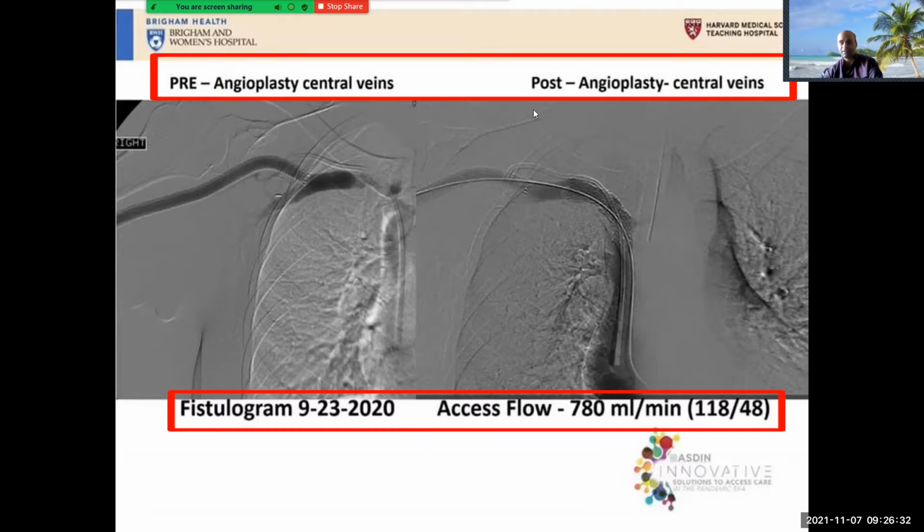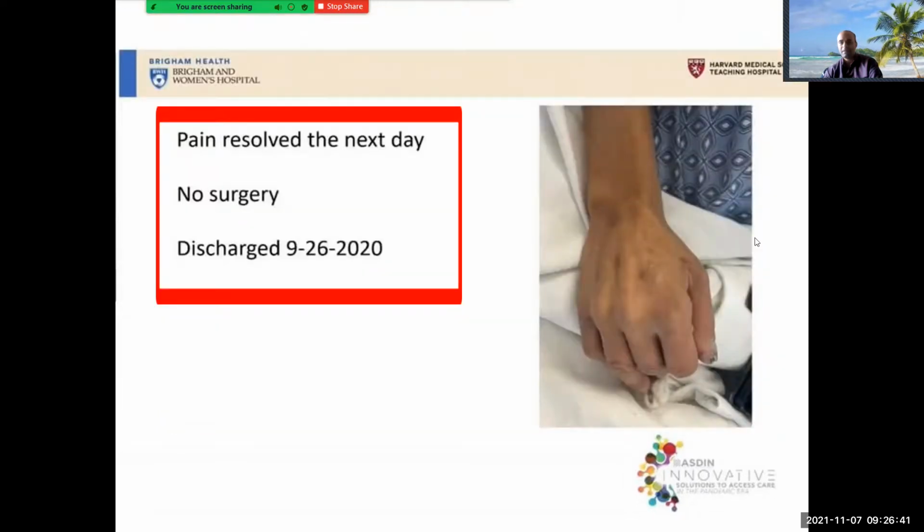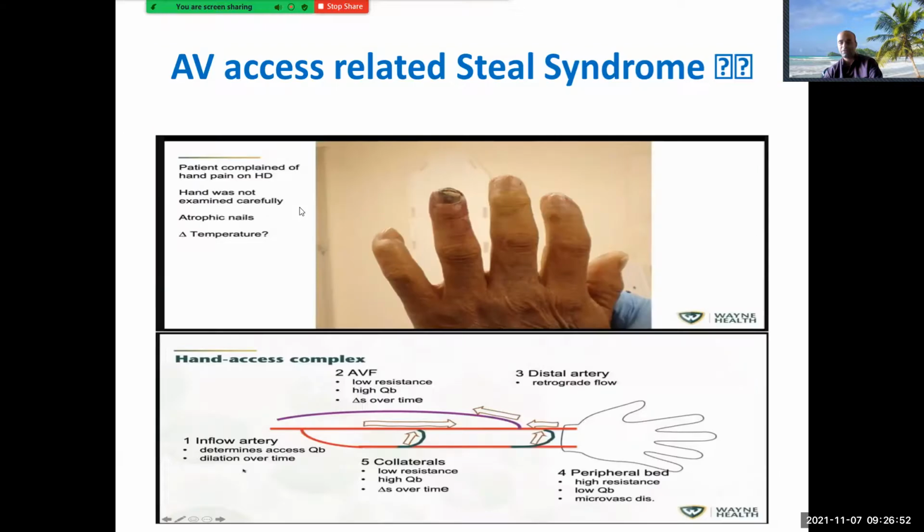This is pre-angioplasty and post-angioplasty. This is pre, with the occlusion in this area, and now this is opened after angioplasty. This is post-angioplasty. And this patient's right hand after angioplasty: pain resolved, the next day no surgery, discharged on the second day, pain resolved, no surgery done, just angioplasty. And just to show you, AV access related steal syndrome will make this ulceration appear. It is beneficial to examine the hand if any patient has a fistula.